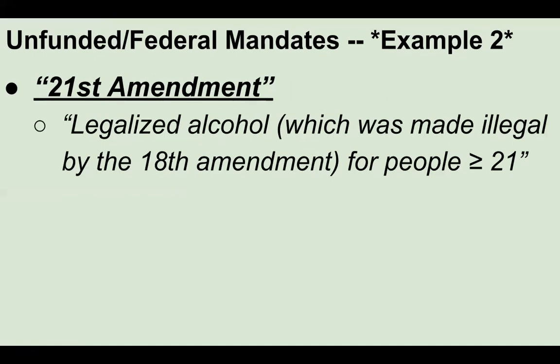The problem is that, according to this amendment, it's up to the states to determine what the drinking age would be. It had to be at least 21, but it could be higher. So the 21st Amendment said, all right, states, you got to make alcohol legal. And then there was a bunch of states that were like, screw you, we don't want to make alcohol legal.